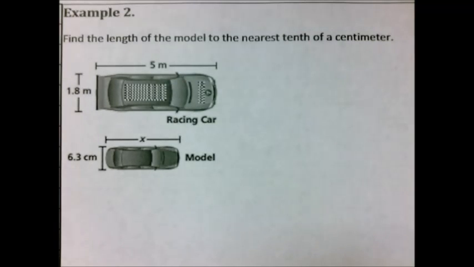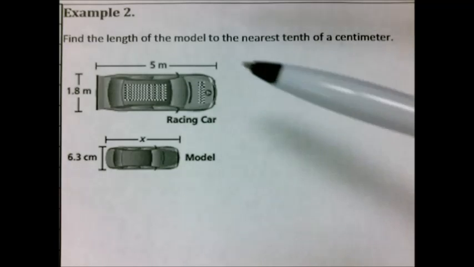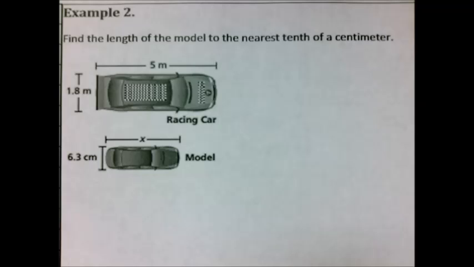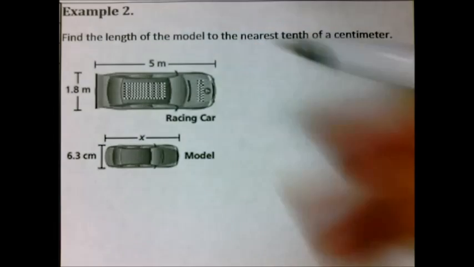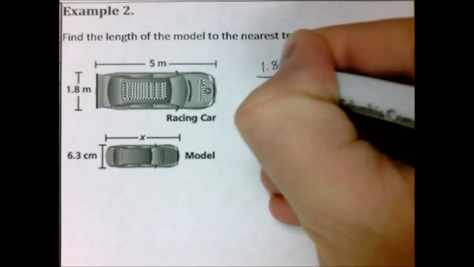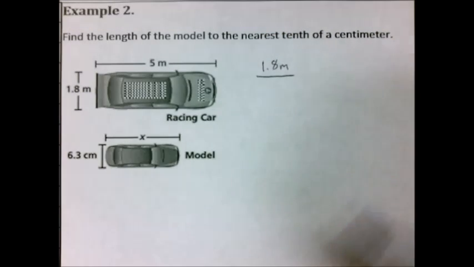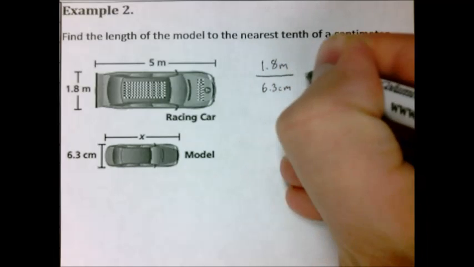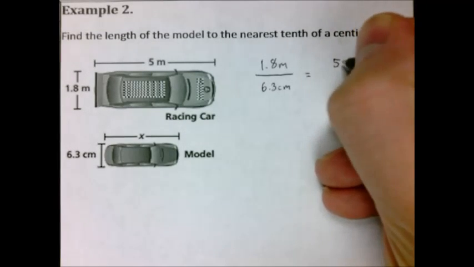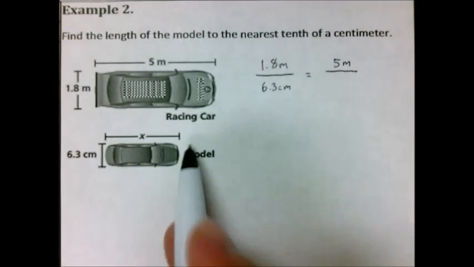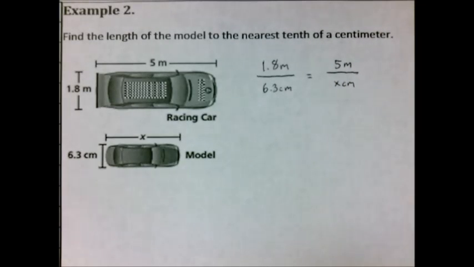All right, example 2 has us with these race cars, and we're trying to find the length of the model to the nearest tenth of a centimeter. What it's saying is that this model was built based on that racing car, so the dimensions just need to be proportional. We first need to write the ratios that are given. The width of the car is 1.8 meters, and we put that over the width of the model, which is 6.3 centimeters. That needs to stay proportional to the length of the car, which is 5 meters, over the length of the model, which is x centimeters. We do not know that distance.